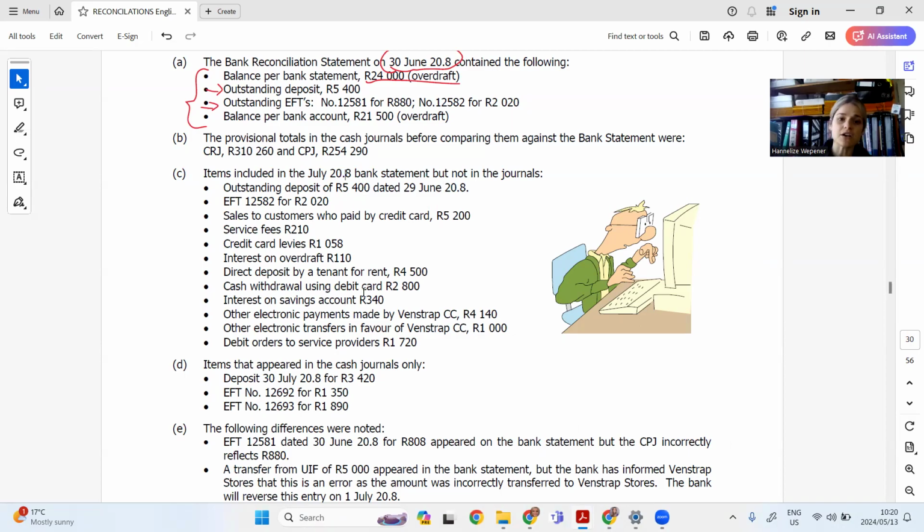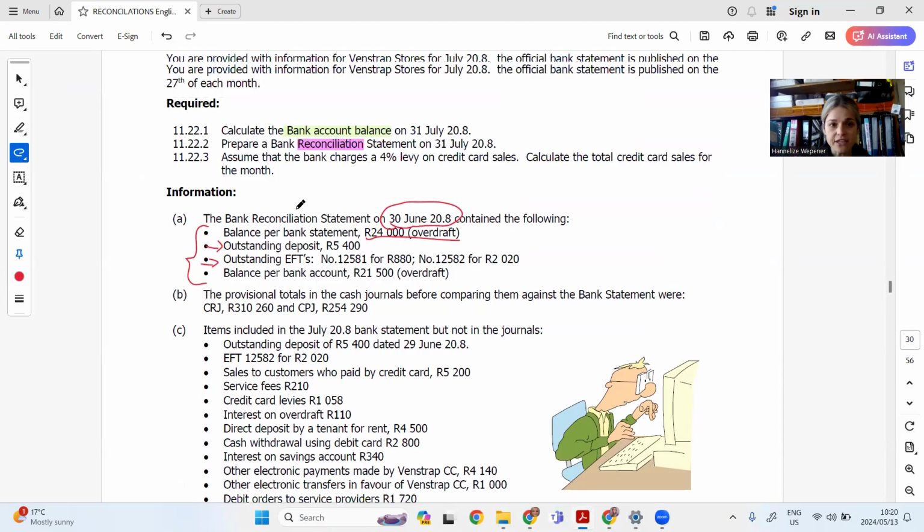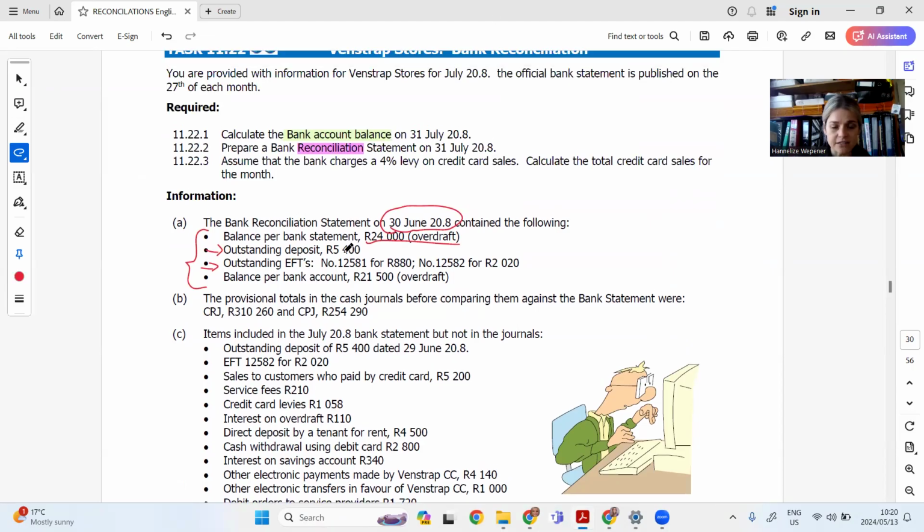Number one, the outstanding deposit of 5,400 in the previous month. So that means the amount that I had as an outstanding deposit now reflects on the bank statement. Remember, it wasn't in the reconciliation statement last month because I had already recorded this in my books. I was just waiting for it to show on the bank statement. So now that the amount is on the bank statement, it means that I'm done with it. I recorded this amount in my books last month in June, and now finally the bank is also reflecting it. So I'm good. I didn't need to do anything with that.